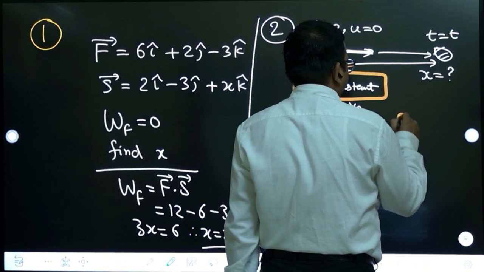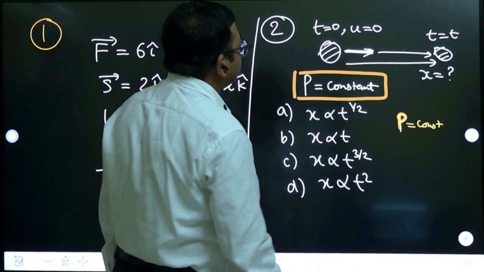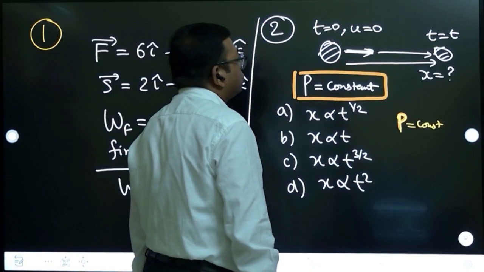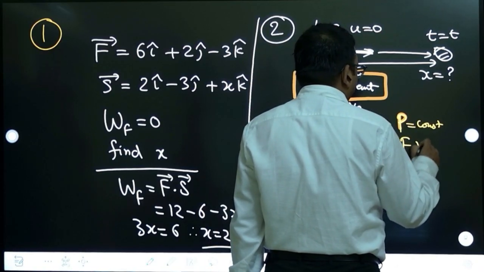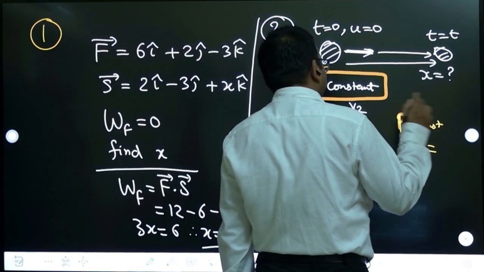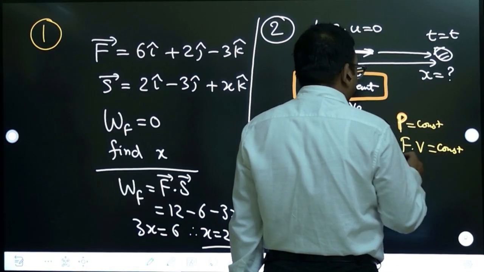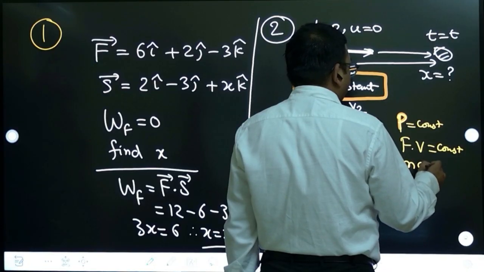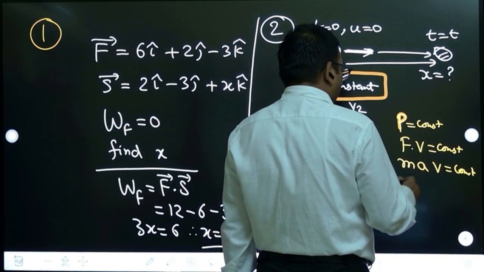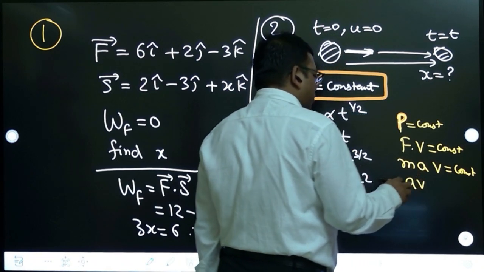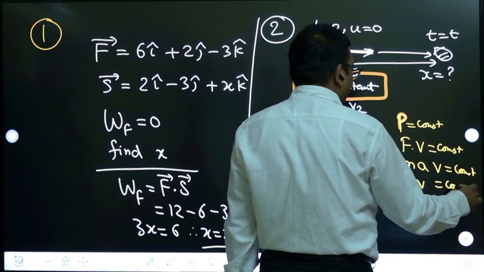Power is constant. So we can take power as the dot product of force and velocity. The same direction it is going, so cos 0 degree is 1. Force is mass into acceleration, and this is velocity. Mass is also constant, so I'll take that. So anyway, that is going to be constant only, some different constant, but it is a constant only.